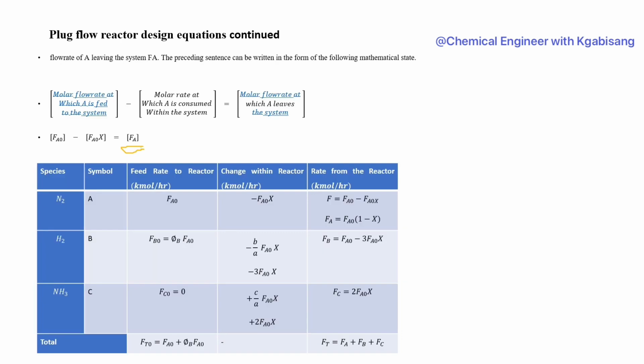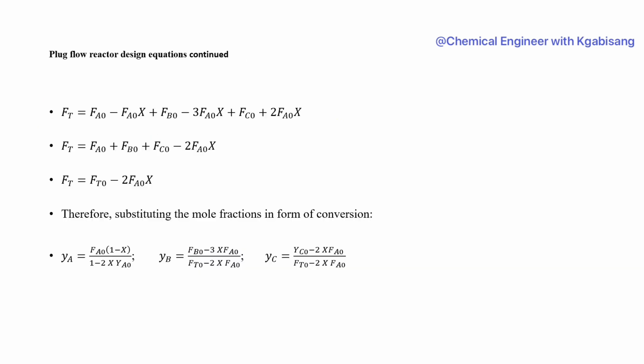We can now look into this equation, which basically says the molar flow rate at which A leaves the system is equal to the molar flow rate at which A is fed into the system minus the molar flow rate at which A is consumed within the system, and this is expressed using this equation over here. We've derived everything in the form of conversion. We can express our FT in the form of conversion as well, which leads us to the molar fraction of A also being expressed in the form of conversion.